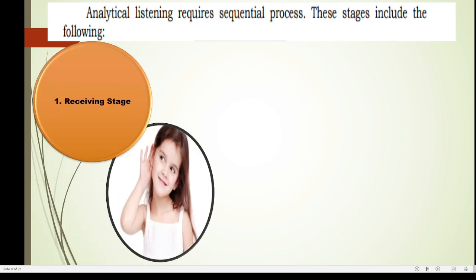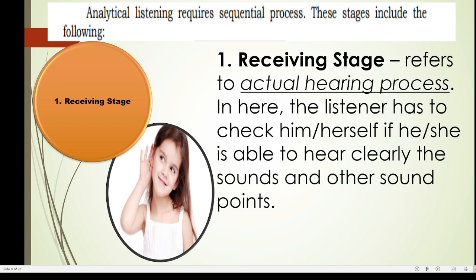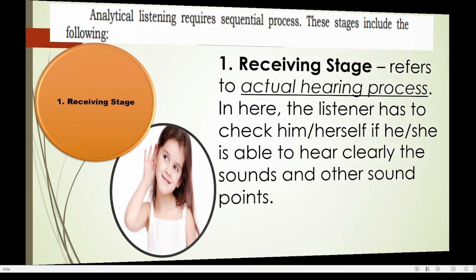The first stage is the so-called receiving stage. It refers to the actual hearing process. In here, the listener has to check him or herself if he or she is able to hear clearly the sounds and other sound points.